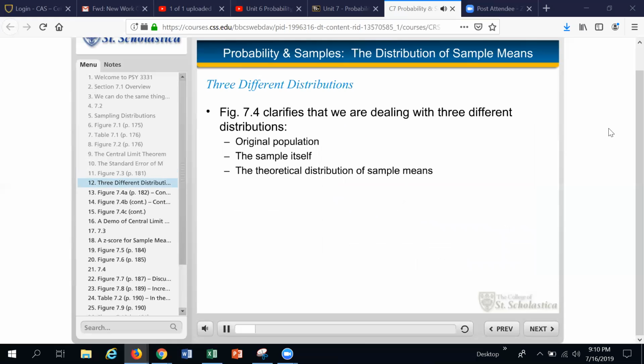Let's recap a bit and look at the 3 different distributions that we are talking about in this section. Figure 7.4 on the next slide will clarify that we are dealing with 3 different distributions. First, the original population as a distribution. Second, the sample that we take from the population as a distribution of scores. And third, the theoretical distribution of the sample means.